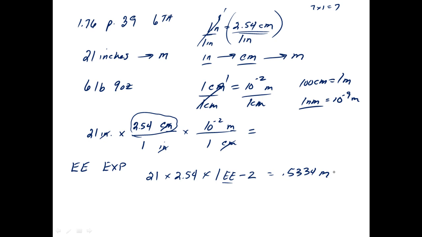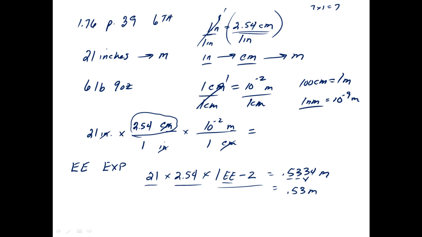All right, how many significant figures should we have in our final answer? Well, this is a definition. We only had 2 significant figures in our measurement here, so we should only have 2 in our final answer. So we count 1, 2, we look at the 3, it's less than 5, so my final answer is 0.53 meters.